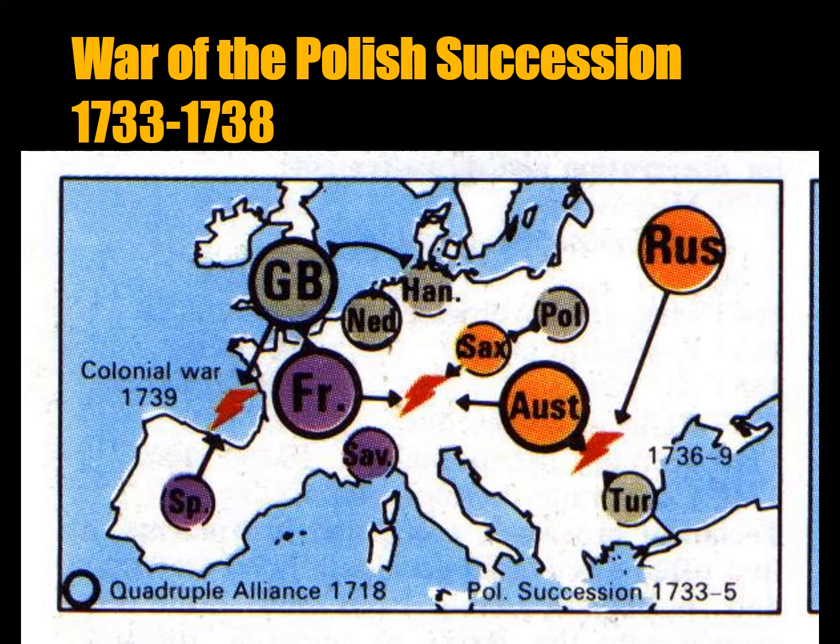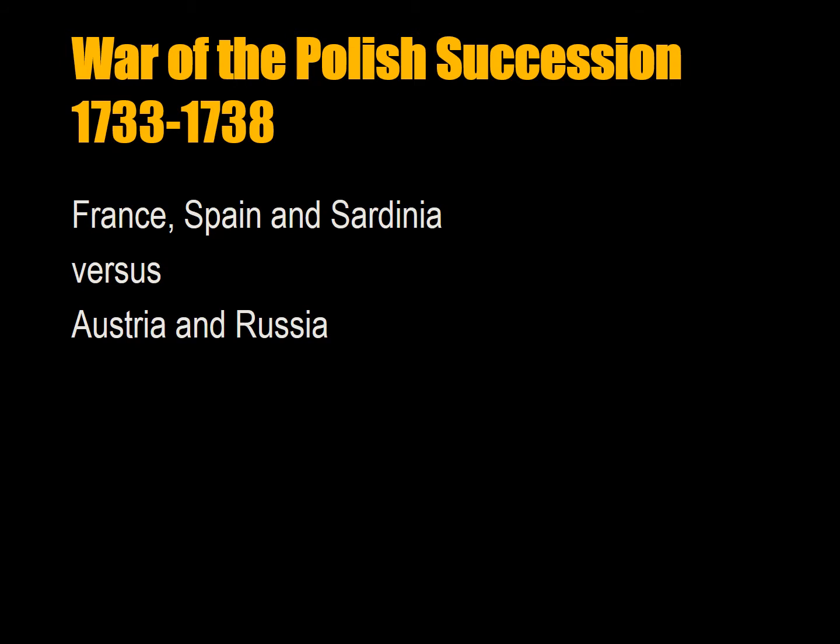There followed then the War of the Polish Succession, 1733 to 1738. The war was over the succession in Poland. It was France, Spain, and Sardinia against Austria and Russia. Here again are the two sides.